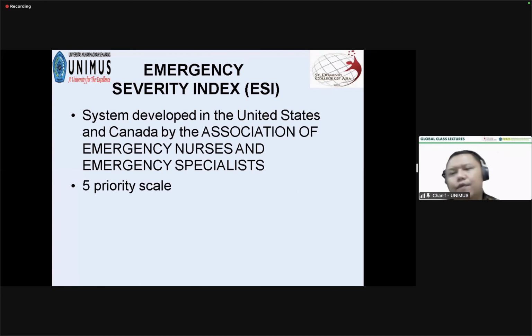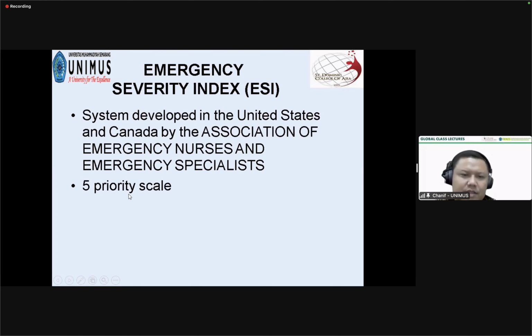Okay, so for the triage model in PAX, we divide it into 4 levels: PAX 1, PAX 2, PAX 3, and PAX 4. How about the other models from America, from the United States? The model is namely the Emergency Severity Index, or ESI. The system was developed in the United States and Canada by the Association of Emergency Nurses and Emergency Specialists.